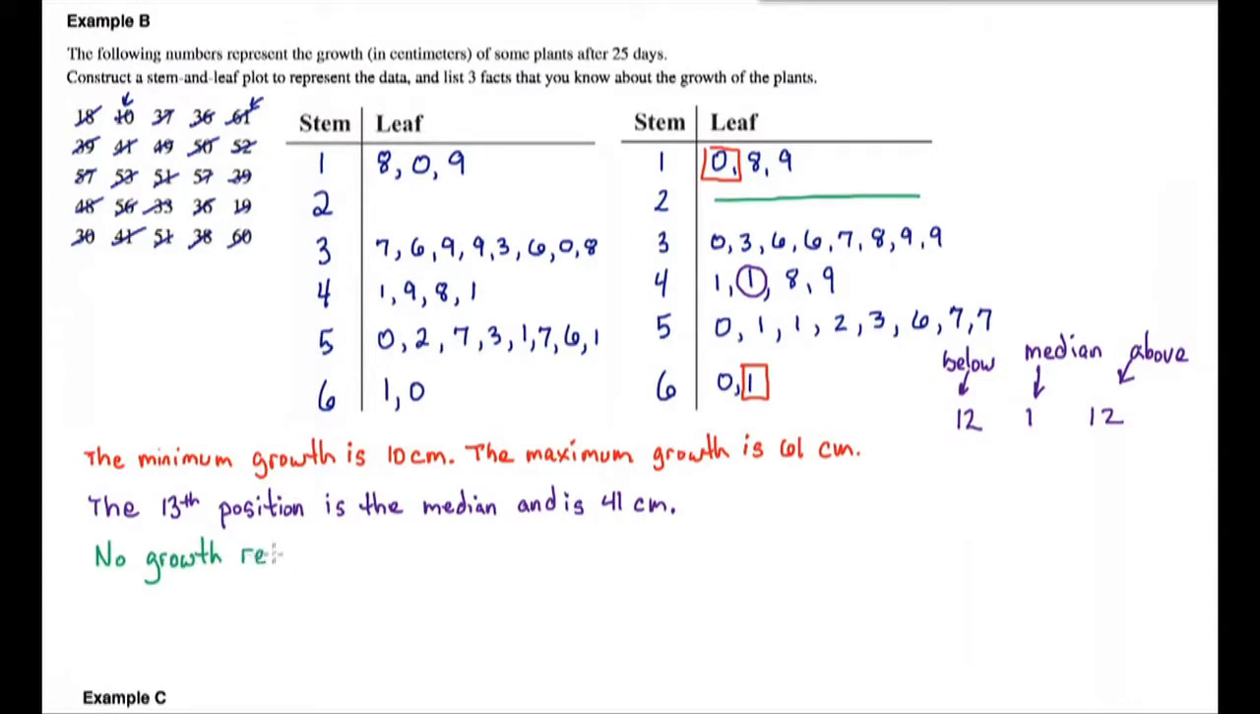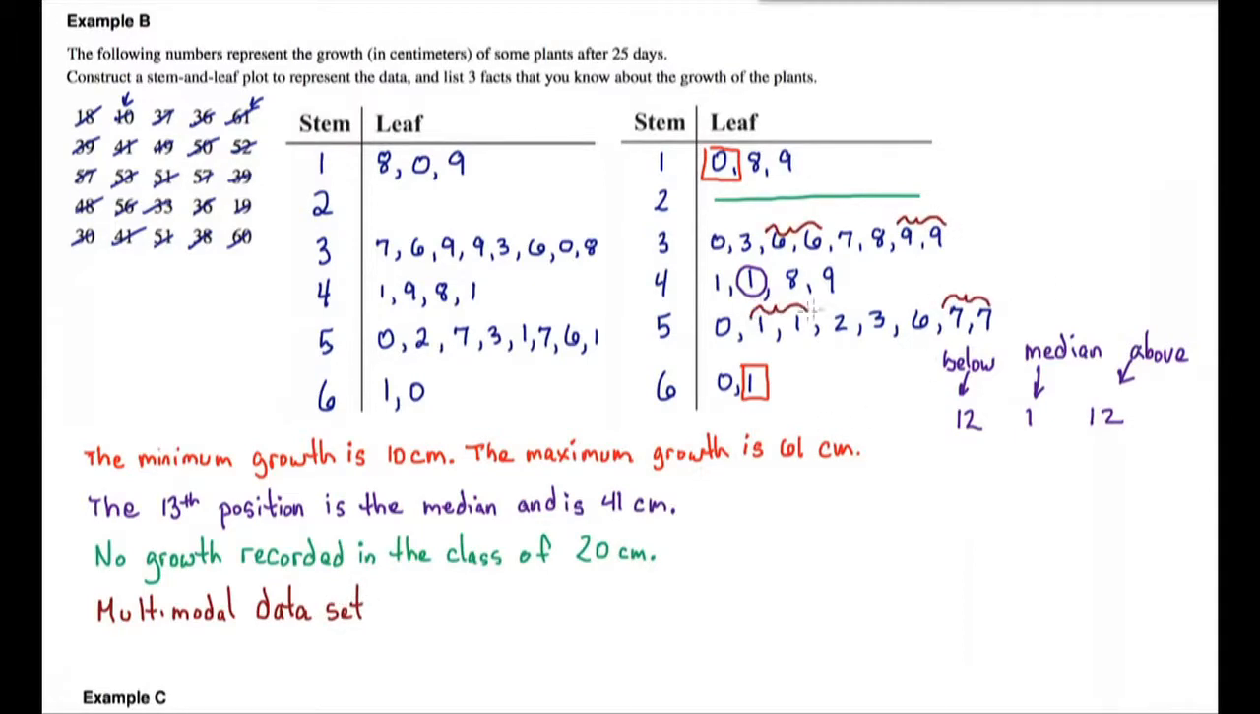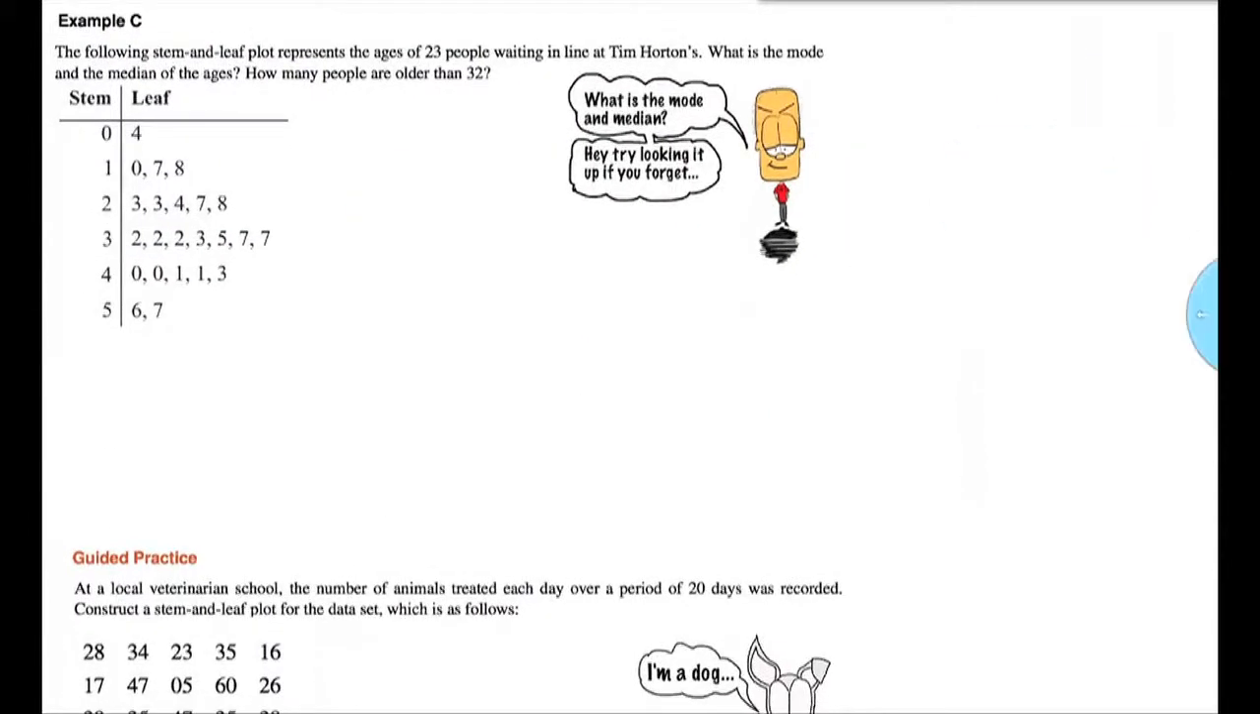And we can see that there is no growth recorded in the class of 20 centimeters, so I just left that blank. As far as the mode goes, we see we have a multimodal data set. We have 2 6s, 2 9s, 2 7s, and 2 1s. If we had 3 of one, we could say that would be the mode.